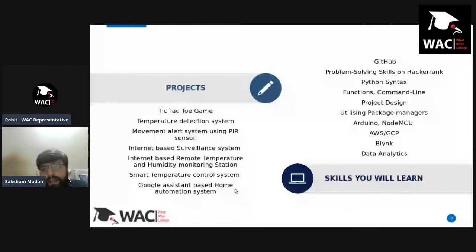Skills that you will learn: GitHub, function and command line syntaxes, Python syntaxes, problem solving skills on HackerRank, product design, utilizing package managers, Arduino, NodeMCU, and AWS or GCP. I'm not going to have both of them; we will go for either Amazon Web Services or Google Cloud Programming. Also Blynk, data analytics, and Raspberry Pi.